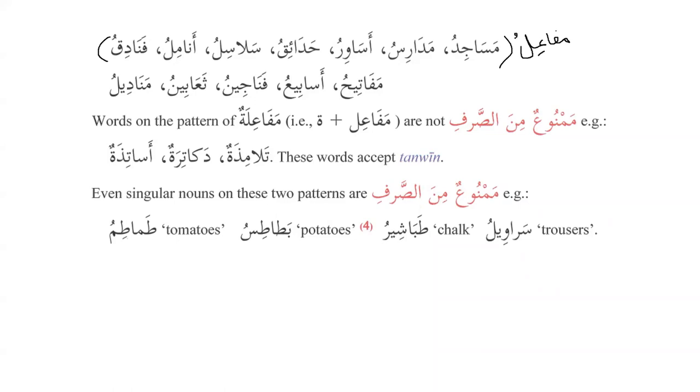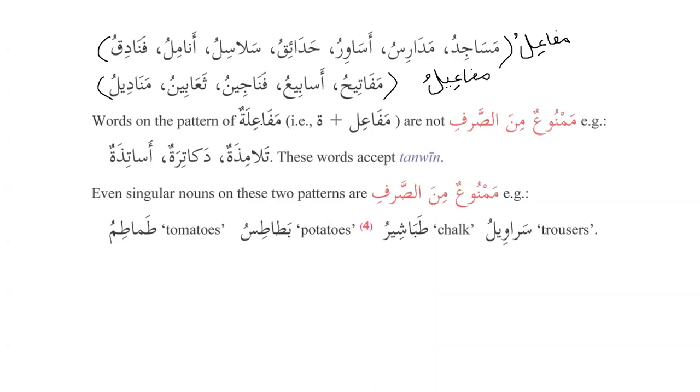Similarly, we have the next one: mafatihu, asabi'u, fanajinu, tha'abinu, and manadilu. These are on the pattern of mafa'ilu. So whenever we have a noun on the pattern of mafa'ilu and also on the pattern of mafa'ilu, then it will be mamnu min as-sarf, and it will not accept tanween.